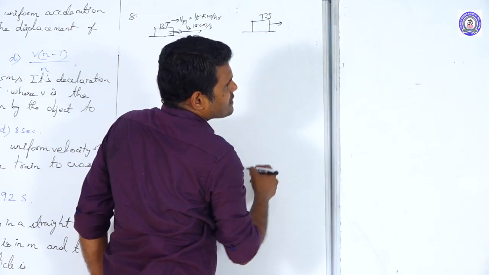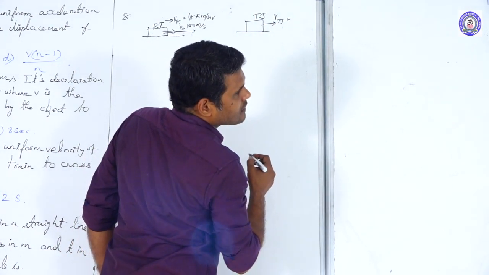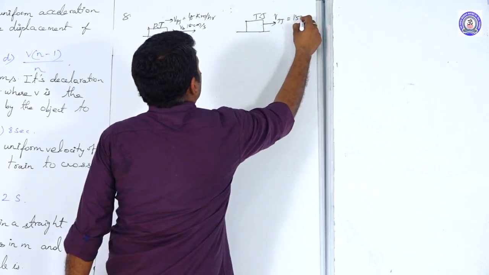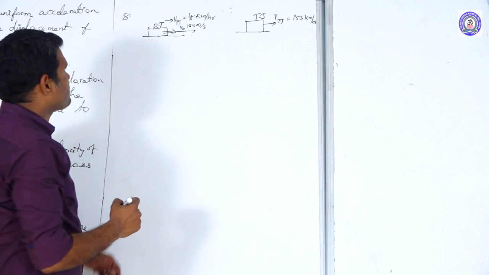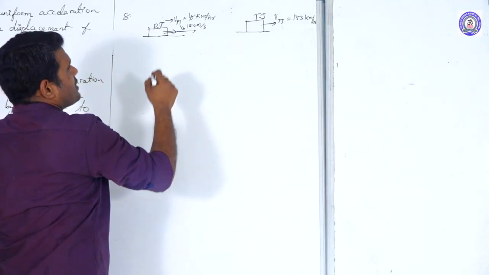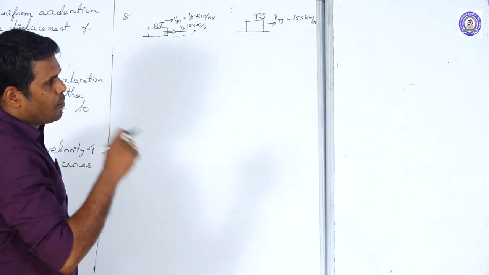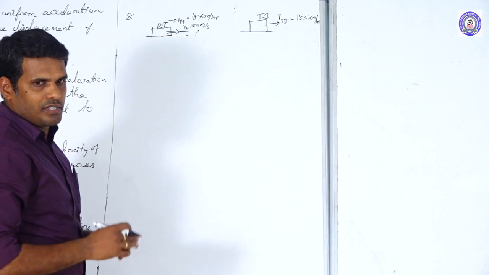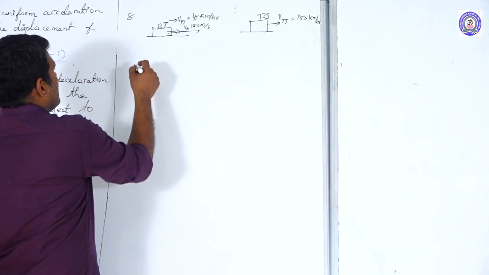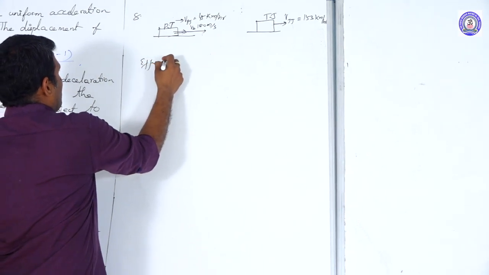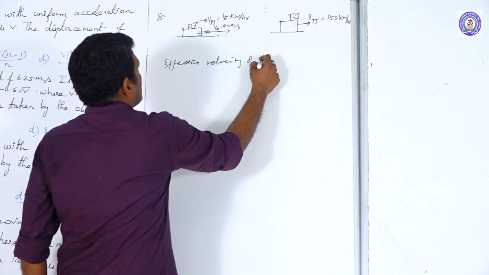The thief's jeep is moving with a velocity of 153 km per hour. Now, what is the velocity with which the bullet will strike the car of the thief? This is the question. In order to calculate the velocity of the bullet, first you have to calculate the effective velocity of the bullet.